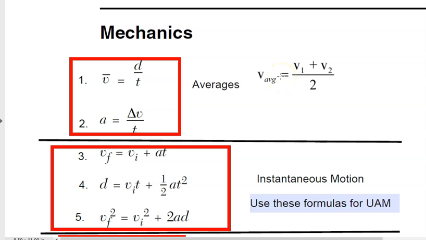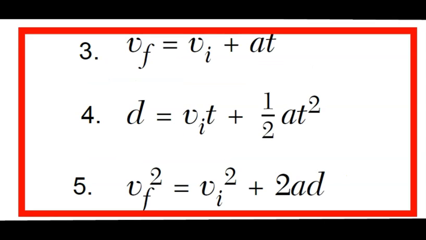Today we're going to be discussing two things, free fall and vertical projectiles. We're going to take equations 3, 4, and 5 from the physics reference tables and we're going to apply them to the free fall situation.